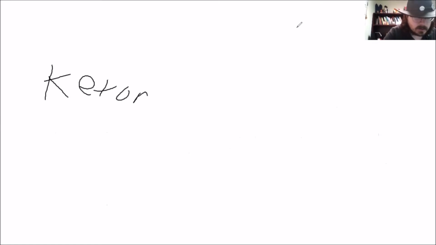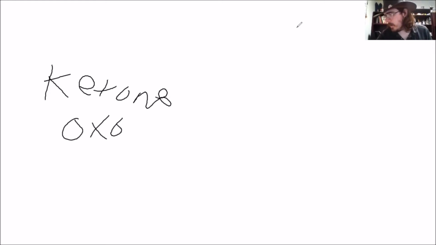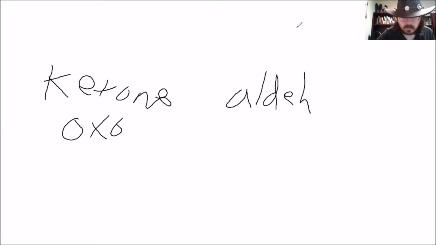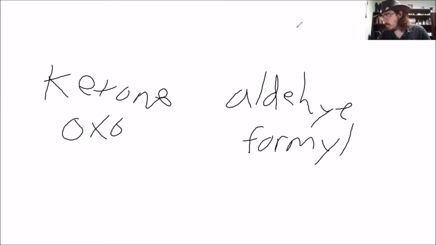Now, let's see. If these are not high priority, like they are part of a functional group coming off of there, a ketone is an oxo group, and an aldehyde is often formyl.